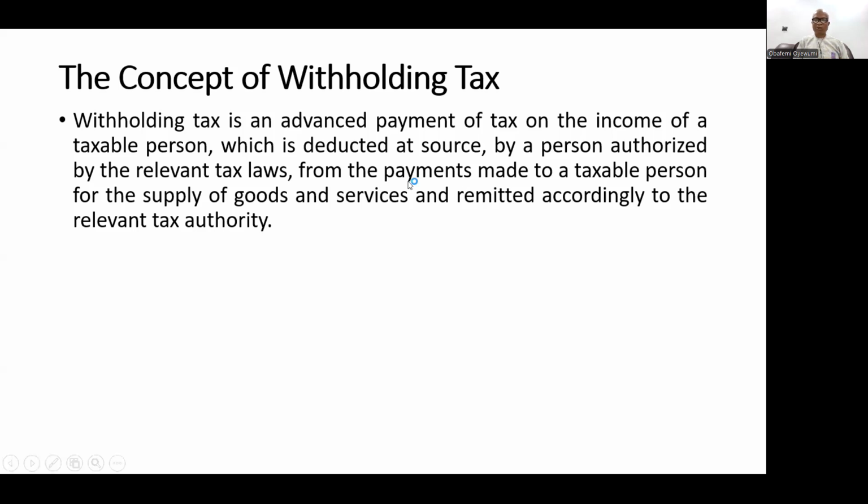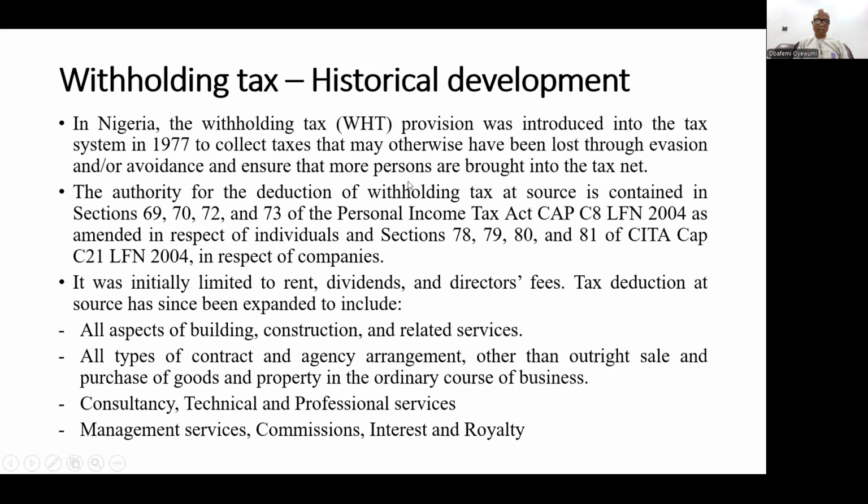So let's look at the historical development of withholding tax. In Nigeria, withholding tax started in the year 1977. Okay, and the aim was for taxes which probably had been lost to avoidance or to evasion to now be collected, and so that many people are brought into the tax net. That is the whole intention of withholding tax.